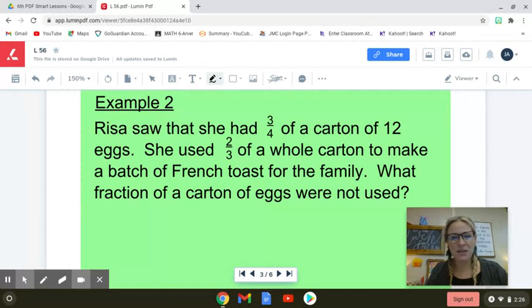Risa saw that she had 3/4 of a carton of 12 eggs. She used 2/3 of a whole carton to make a batch of French toast for her family. What fraction of a carton of eggs were not used? Okay, go ahead and give this a try.